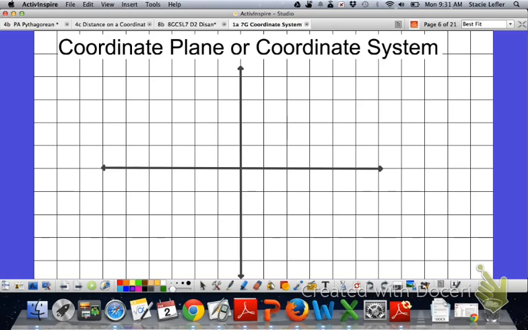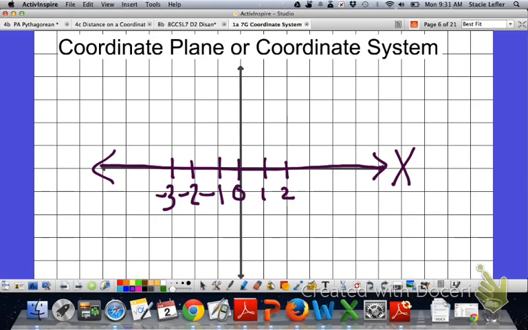So our first number line is right here, and it's the horizontal number line, where 0 is right in the middle, and then we have 1, 2, 3, so on. And then going to the left, of course, would be your negatives, -1, -2, -3. And they are right on the lines. That's where we count them. And the horizontal one is called the x-axis.